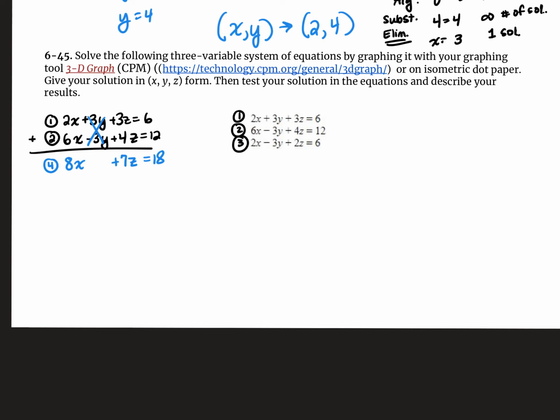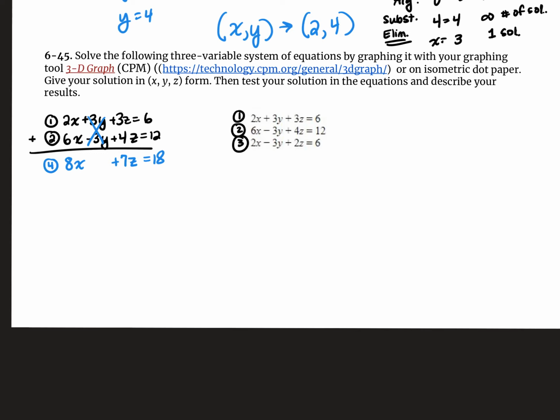Now, I'm going to call that equation 4. Okay, that's a brand new equation. So now I have one equation with two variables. What I need to do next is take two equations, again, going back to my original 3. Now, I can't use the same 2 I already used, or I'm just going to end up with the same equation again. I need to use two different equations.